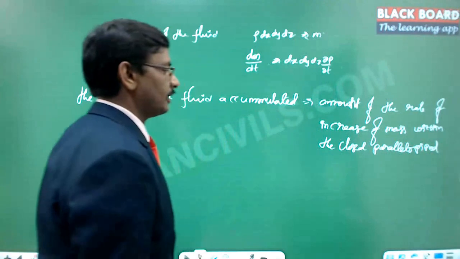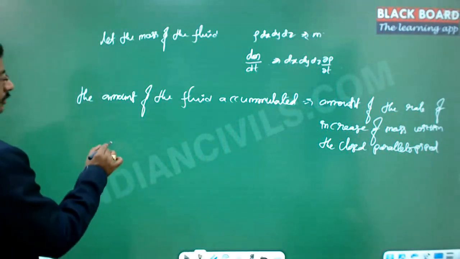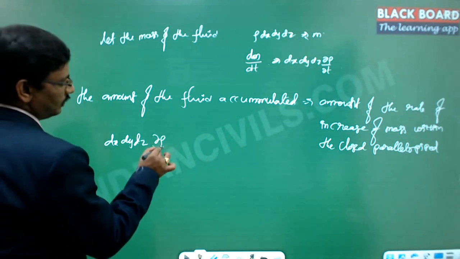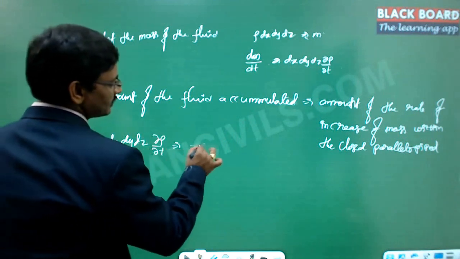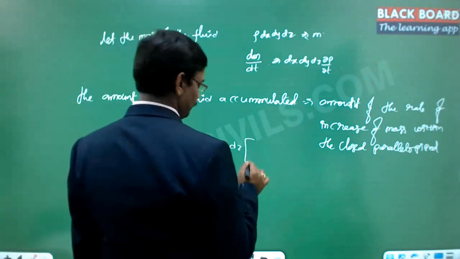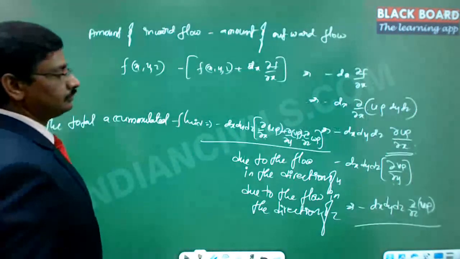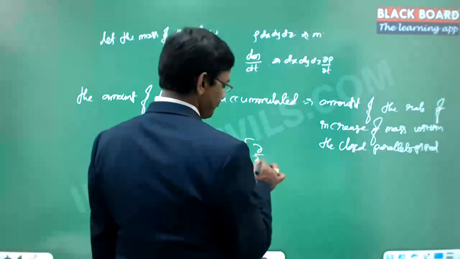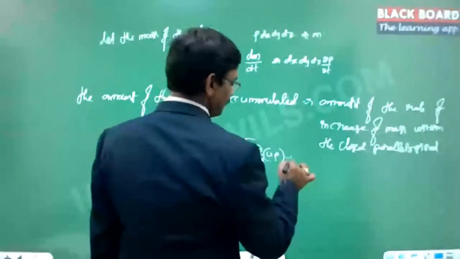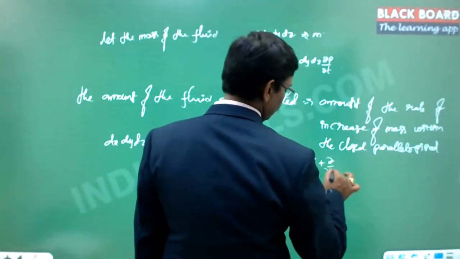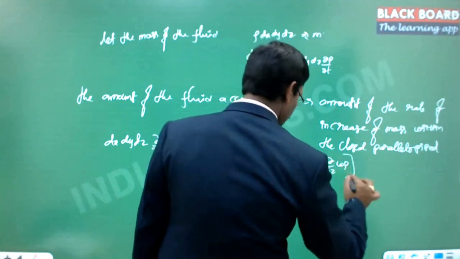Right, within the closed parallelepiped, you can take it. Now this value is going to be dx dy dz ∂ρ/∂t is equal to minus dx dy dz, then ∂/∂x of uρ plus ∂/∂y of vρ plus ∂/∂z of wρ. So these two are equal.